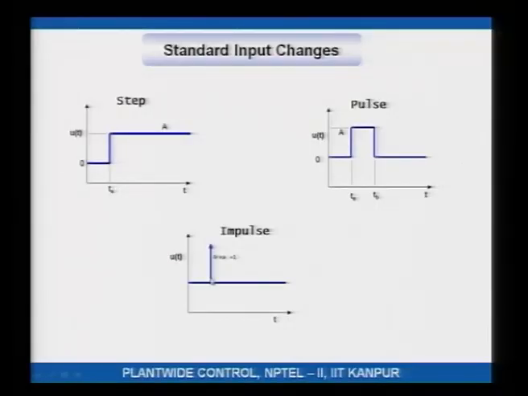Okay. And mathematically speaking, the impulse is a Dirac delta function, but in practice you never achieve a perfect impulse, and for that matter, you are never able to achieve a perfect step. But nevertheless, what the step means is a very sudden change from one level to another level. An example of an impulse would be, for example, you inject a tracer into a flowing stream. That would be similar to an impulse, but not exactly the Dirac delta impulse. Okay? So, these are standard input changes. And you would give these standard input changes to the process and then observe the output.